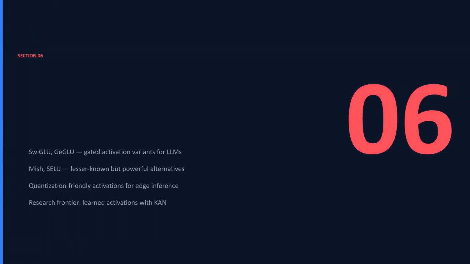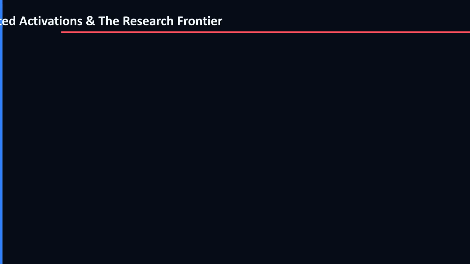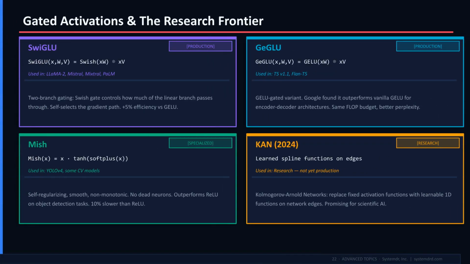We move to advanced topics, focusing on cutting-edge variants and the research frontier. SwiGLU and GELU are gated activations that use 2 linear projections multiplied together, improving over vanilla GELU. Mish is favored in some computer vision tasks for its smoothness. KAN, a 2024 research development, replaces fixed activations with learnable spline functions, showing potential for scientific AI.